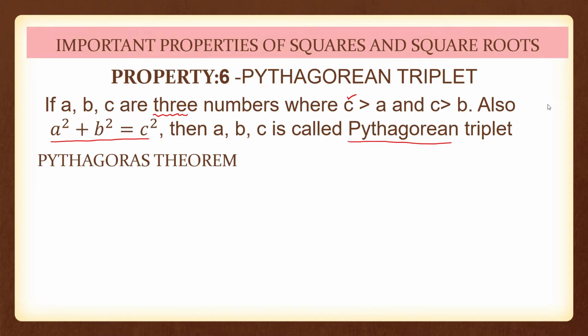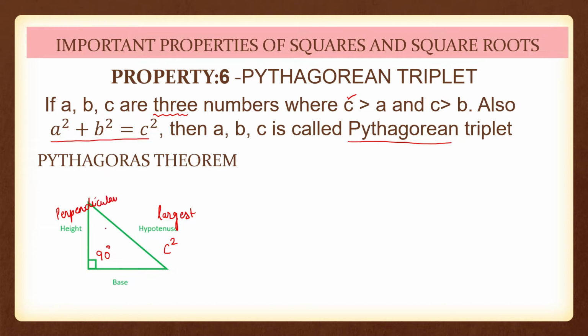So let's quickly discuss the basics of Pythagoras theorem. It is based on right angle triangle where we have 90 degree. One of the sides, which is the largest, is known as hypotenuse, which is C. H is known as height, or you can say perpendicular, and the third side is known as base. So if I compare with ABC, perpendicular height can be A and base can be B.